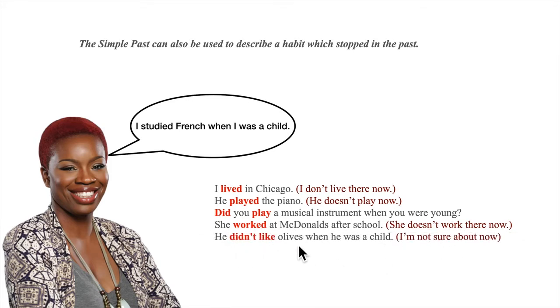He didn't like olives when he was a child. Well, I'm not sure about now, actually. All he's saying is that when he was a child, he didn't like them, but I have the feeling that maybe he kind of likes them now. I was that way. When I was a child, I hated olives, but now that I'm older, I kind of like them.